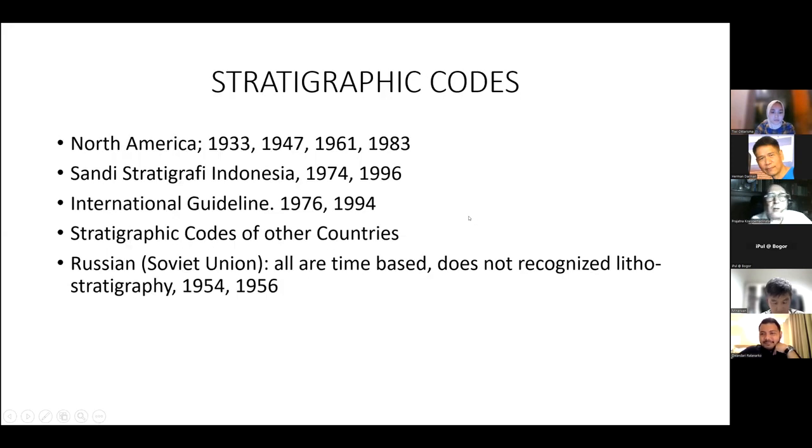Now, the stratigraphic codes that exist in North America were, I think, first in 1933, then 1947, revised again in 1961, and the last time was 1983. Even the Indonesian code was first written in 1975, of which I'm responsible too, because I was at that time the president of IAGI, and then it was revised in 1996. And then there's an international guideline in 1976, revised in 1972. And then there are many, many stratigraphic codes of other countries.